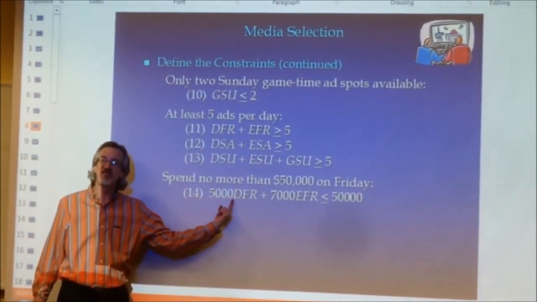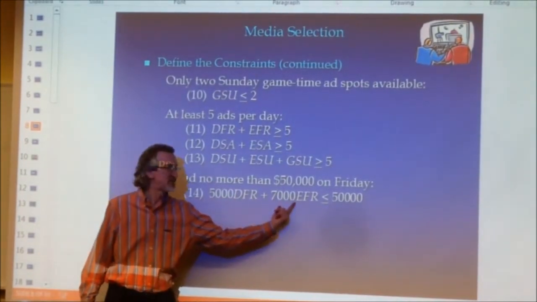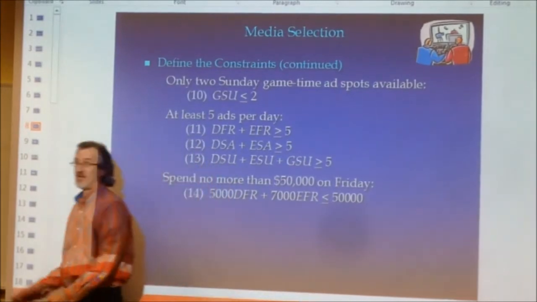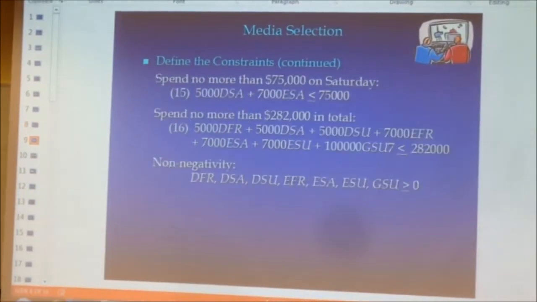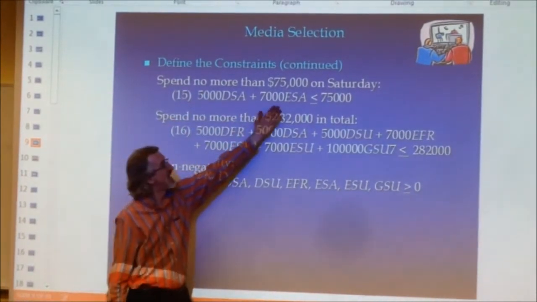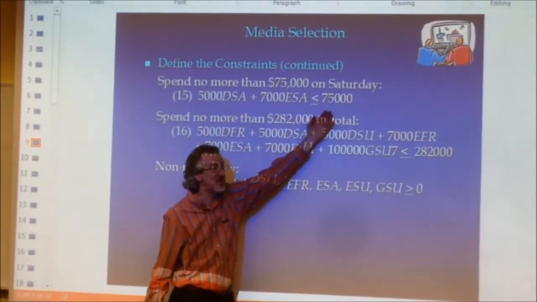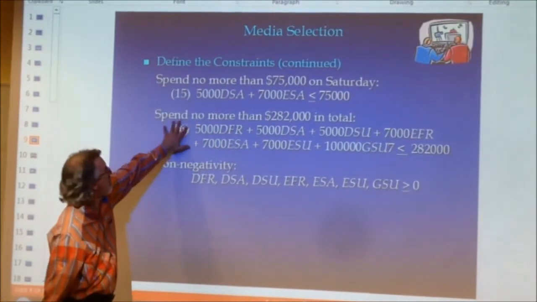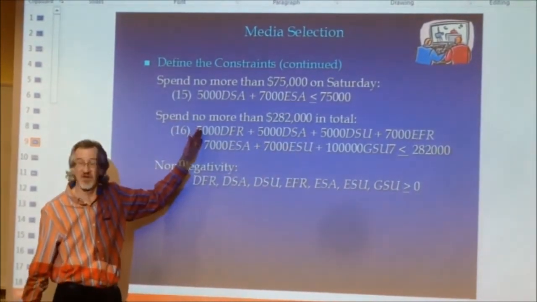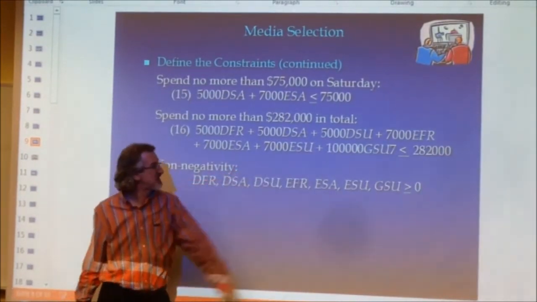Spend no more than $50,000 on Friday. Here's how much we spend on Friday if we go with day. Here's how much we spend on Friday if we go with evening. Can't go over 50,000. Spend no more than 75,000 on Saturday. Here's Saturday's daytime ad cost. Saturday's evening cost, less than or equal to 75,000. Is that it? No more than 282,000. Here's the cost related to every one of those 7 variables, added together, less than or equal to.